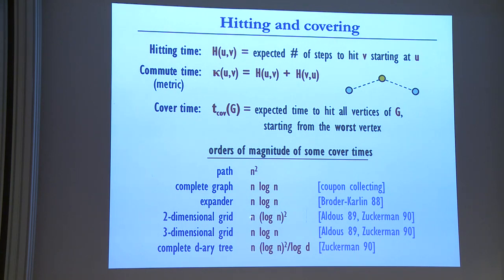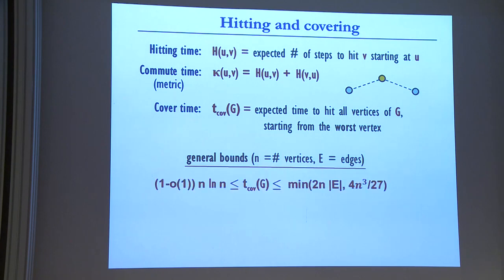Determining the right constant in front took a lot of effort. That's work I did with Dembo, Peres and Zeitouni. But I'm not going to be interested in constants right now. So this gives you the order of magnitude of cover times in some graphs. And there are some general bounds. Cover times are always at least n log n, and at most order n cubed.